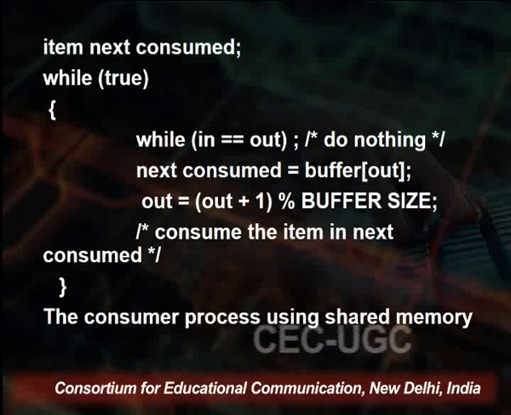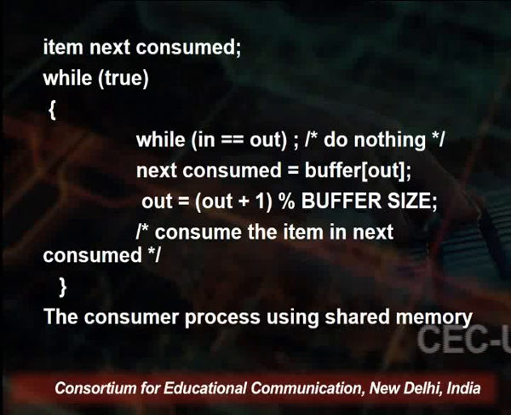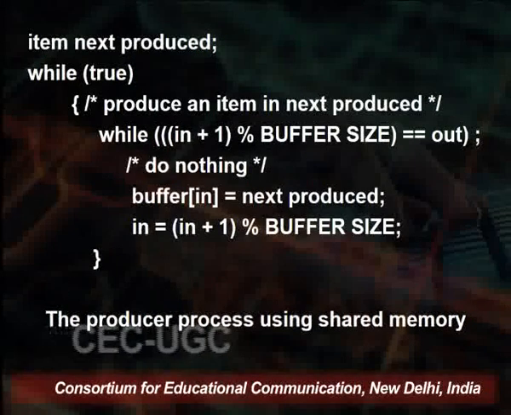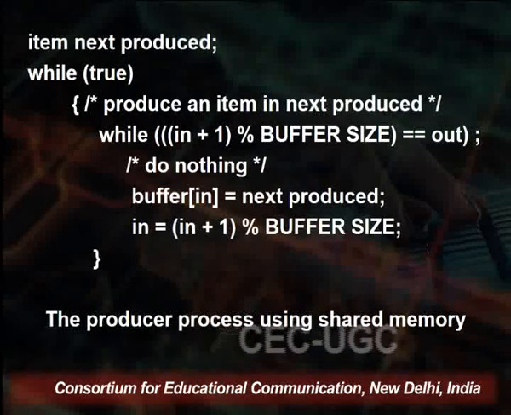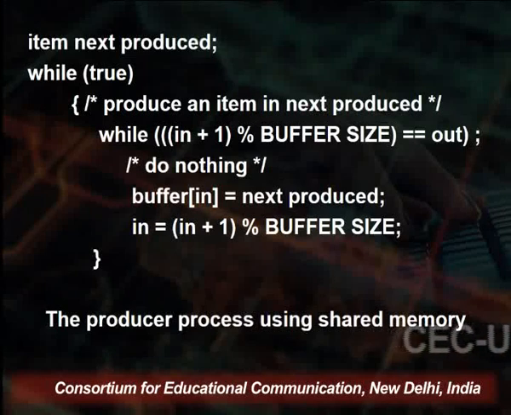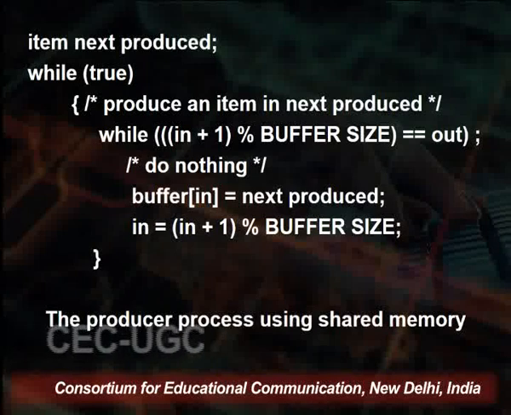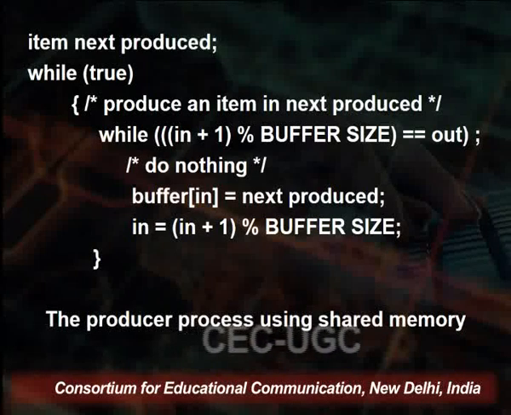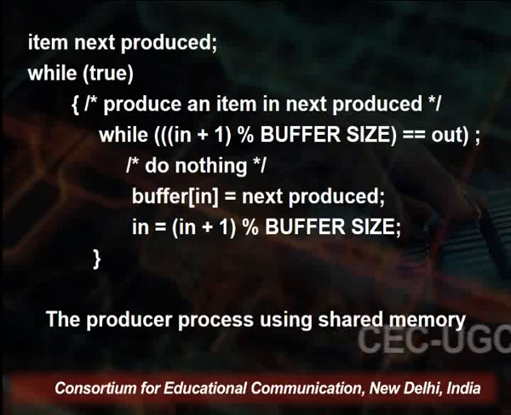If we try to understand once more the structure of the producer and the consumer processes: the producer has an item, next produced, but it will wait while the buffer is completely filled. Whenever it has any space, it will store the value of next produced onto the location in, and will increment the value of in according to the rules of a circular array.